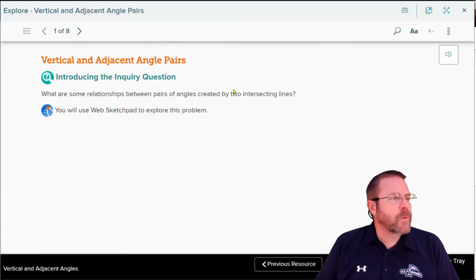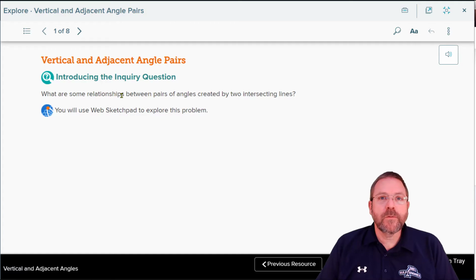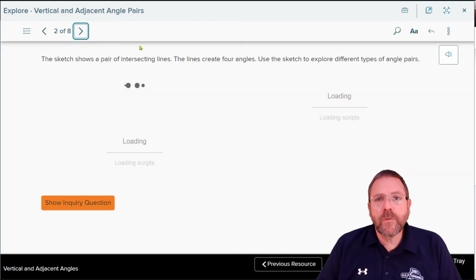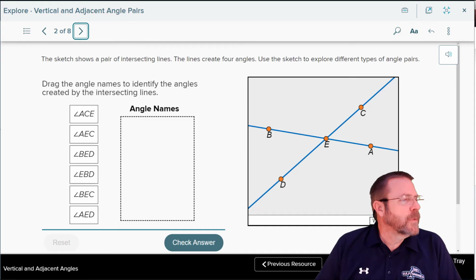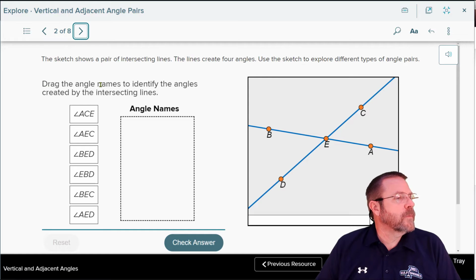From here, we get an inquiry question that says, what are some relationships between pairs of angles created with intersecting lines? And there's several of them that we get to learn about, and these are some pretty, you're never going to use them outside of math, sorry. But in math, you still got to know how they work. So it says, drag the angle names to identify angles created by the intersecting lines.